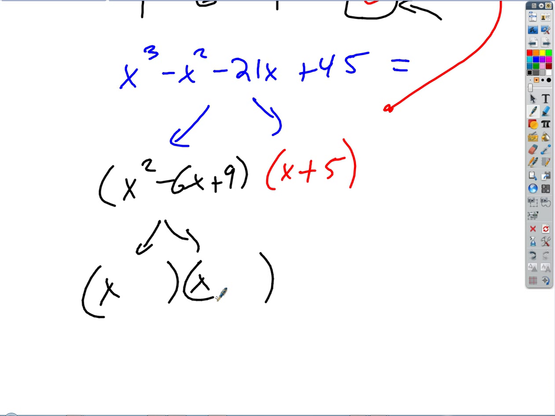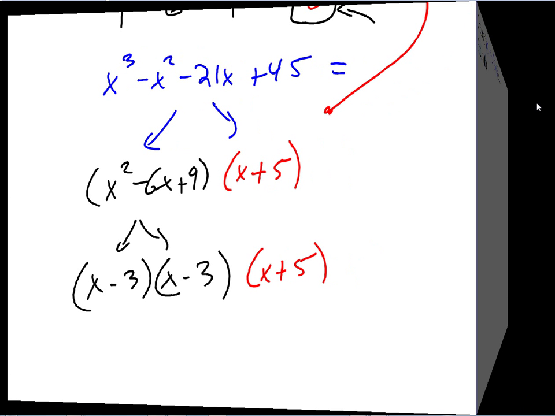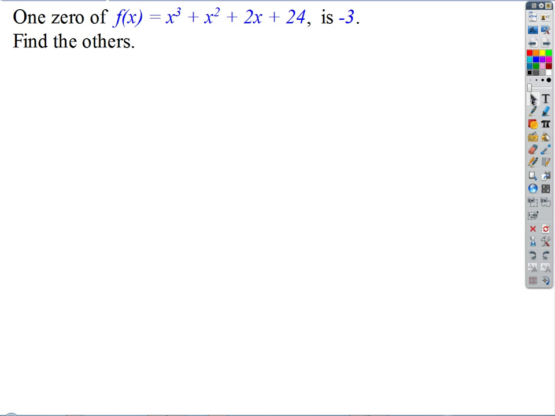If that factors, are there magic numbers that multiply to +9 and add to -6? Yeah, -3 and -3, and x plus 5, right? So knowing that -5 is a 0 of this made it really easy to factor, because we're able to just synthetically factor that out. It's even easier if you're not trying to factor it, which is typically what we do. So this is even an easier problem.